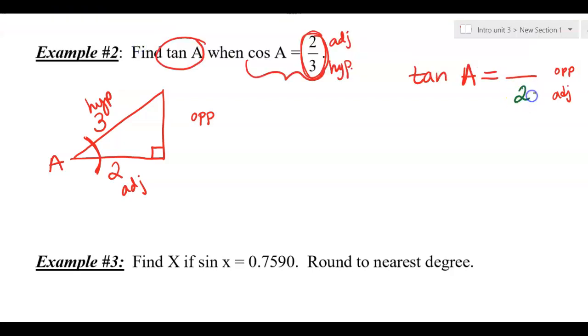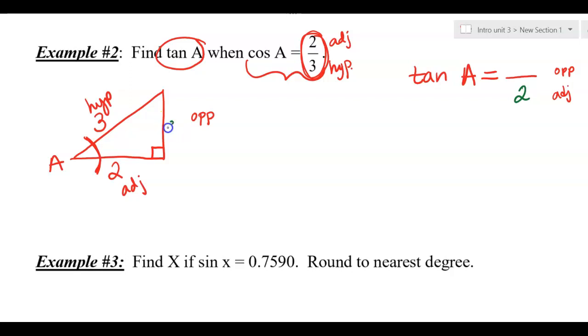I now know that the adjacent is 2. So I know the tangent ratio is something over 2. And then I just need the opposite side. They didn't give me the opposite side. How can I find the opposite side in this problem? Good, we can use the Pythagorean Theorem.